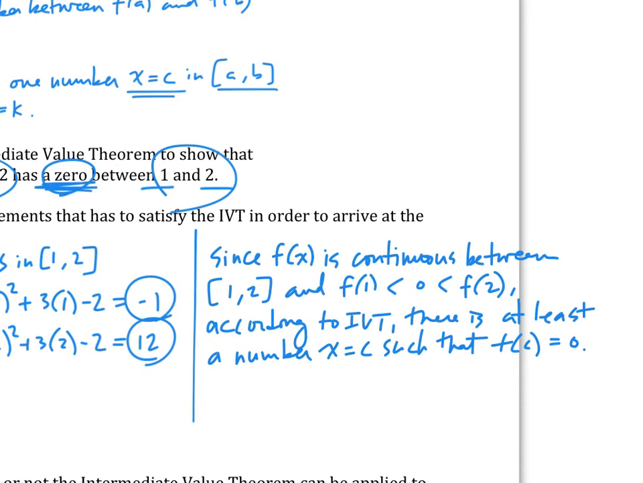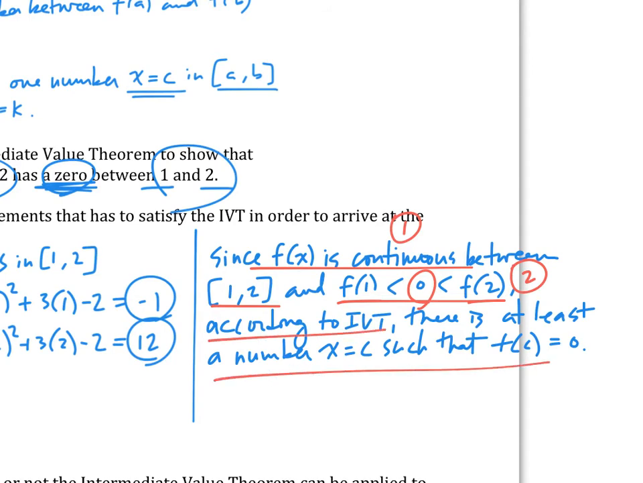So let's look at our answer here. Since f is continuous on a closed interval, that is condition number 1. Condition number 2, the number we want is between two numbers and they're not equal. According to IVT, the conclusion is supported. Okay, so this is what you need to write for every IVT problem.